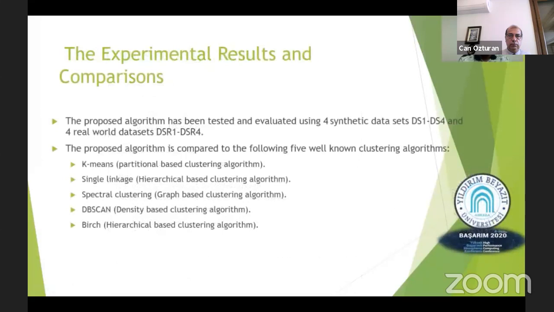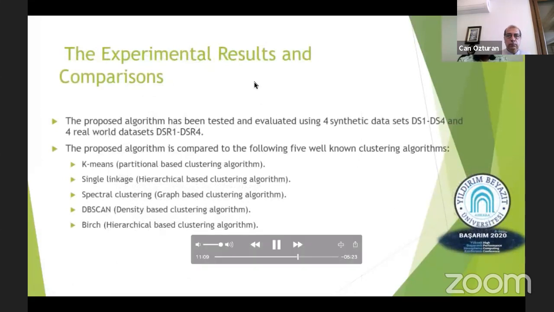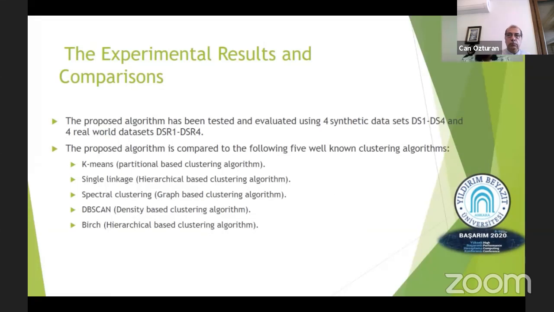So for the experimental analysis and comparison, the proposed algorithm has been tested and evaluated using four synthetic data sets, DS1 to DS4, and four real world data sets, DSR1 to DSR4. The proposed algorithm is also compared with the following five well-known clustering algorithms: k-means from partitional based, single linkage from hierarchical based, spectral clustering from graph based, and DBSCAN from density based. We have also compared with BIRCH, which is also a hierarchical based data clustering algorithm.